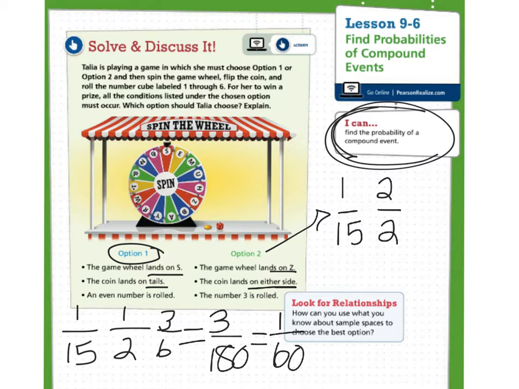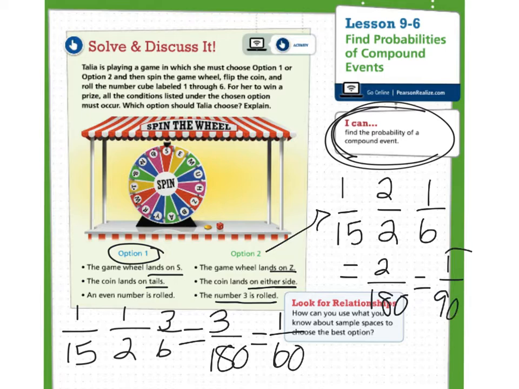Then I have to look at the last thing, which is the number cube, and I want the probability that it lands on a 3. The number cube still has 6 sides, but the number 3 is only one of those 6 outcomes. So in option 2, when I multiply those 3 fractions together, I get 2 as my numerator, and in the denominator, I still get 180. The number of outcomes between the spinner, the coin, and the cube has not changed. What does change is the number of favorable outcomes, because it depends on what we want to have happen. So 2 out of 180 simplifies to 1 out of 90. So where do I have the greater chance? I have a greater chance if I choose option number 1.